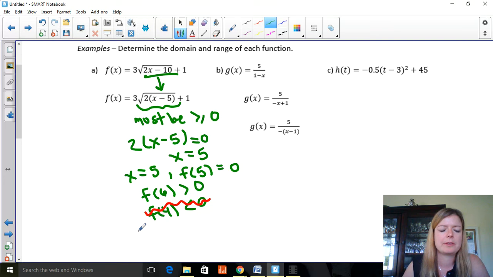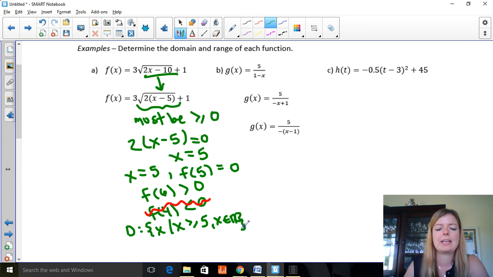So therefore, the domain is x such that x has to be greater than or equal to 5, and x is in the set of all real numbers. Yay. Okay, so now I need to think about the range.